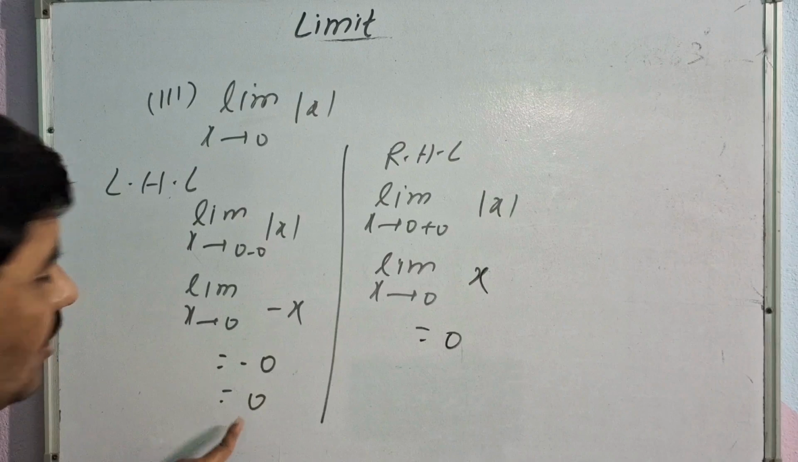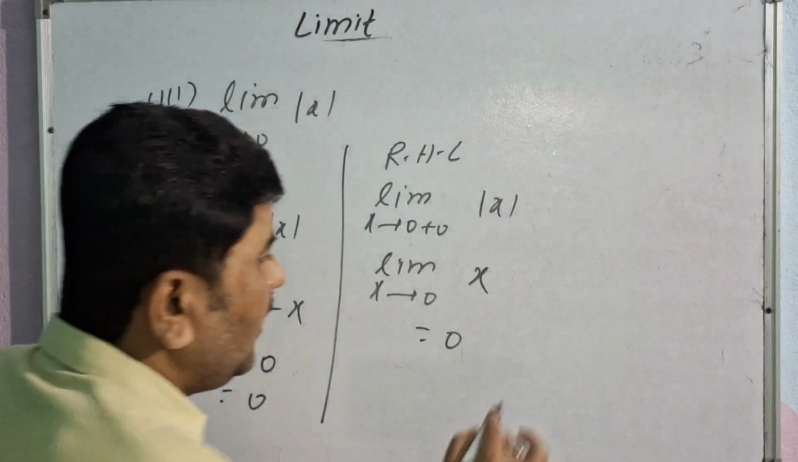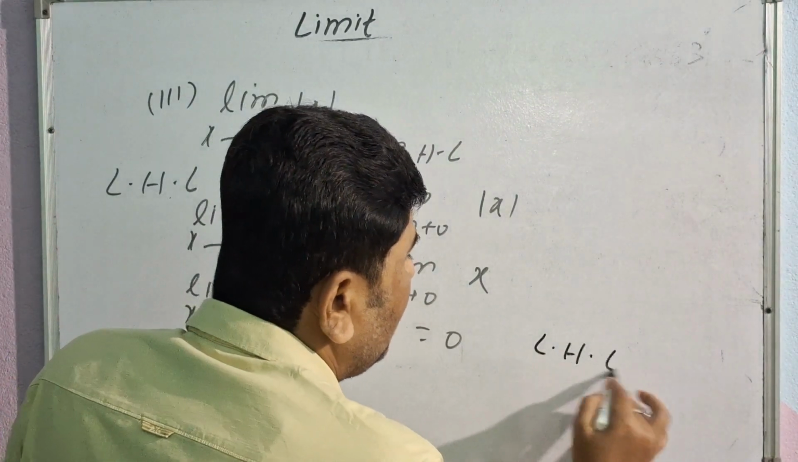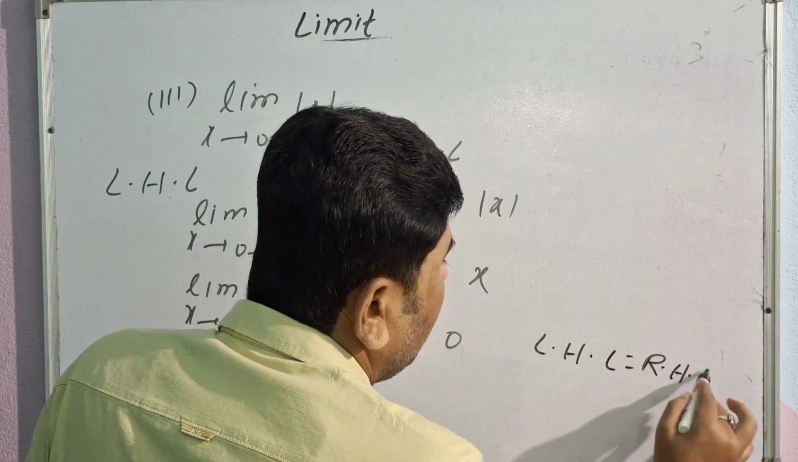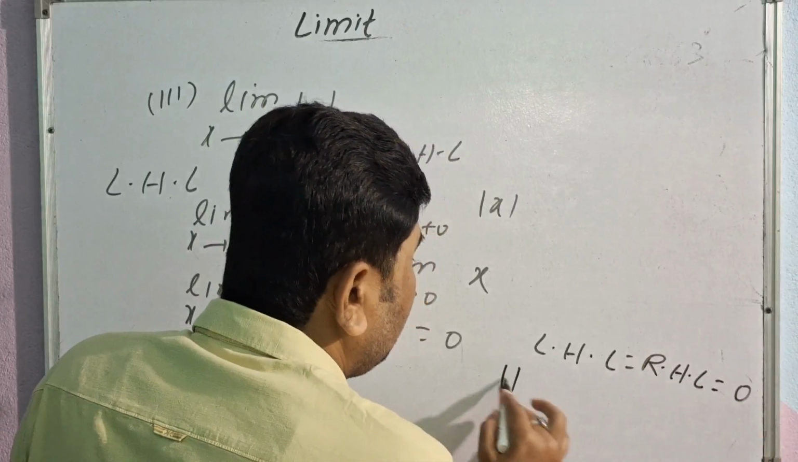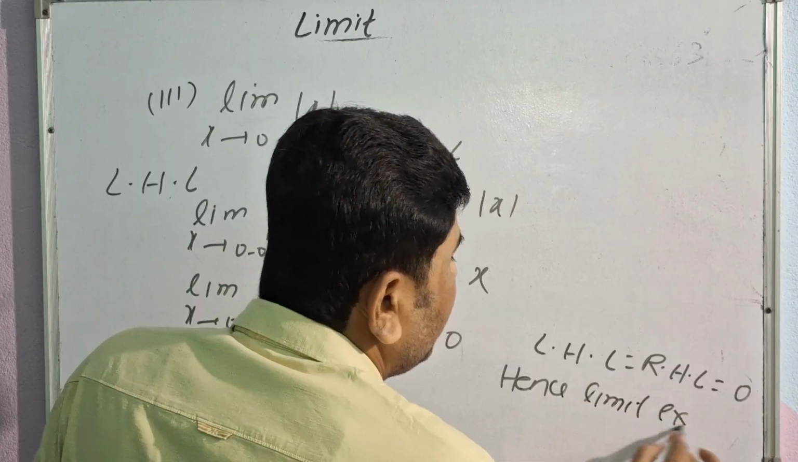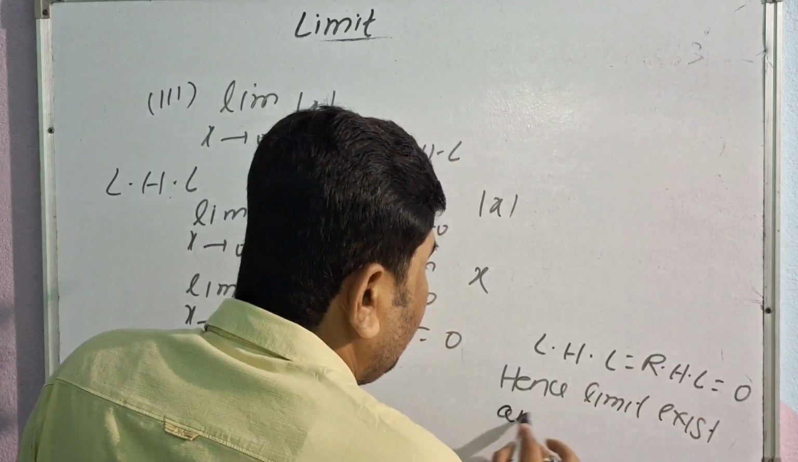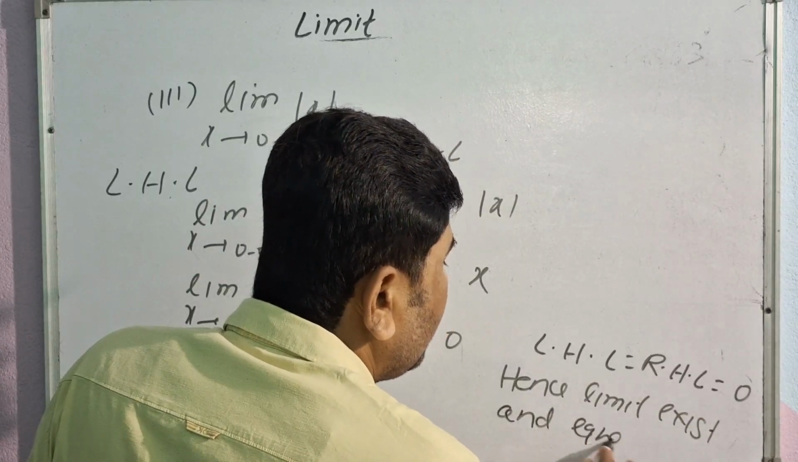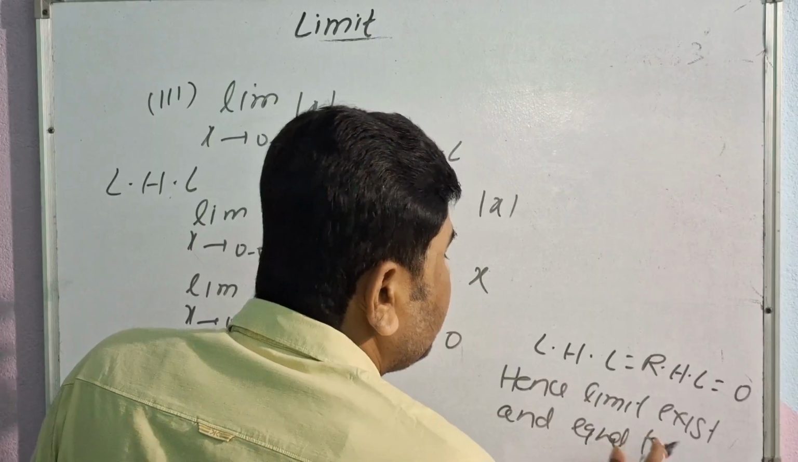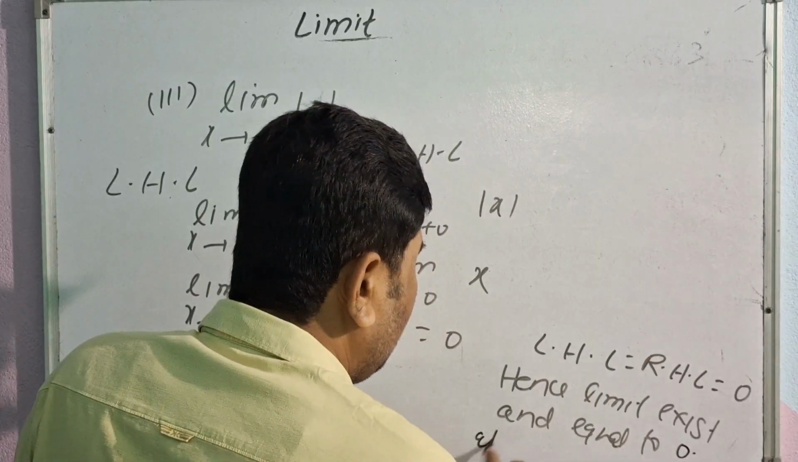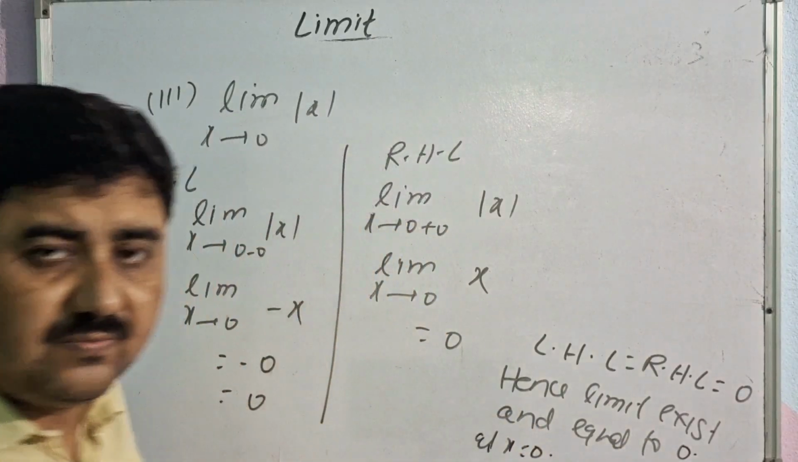Here LHL is also 0, RHL is also 0. LHL equal to RHL equal to 0, hence the limit exists and is equal to 0 at x equal to 0. Understand?